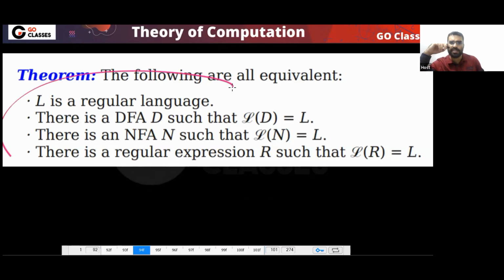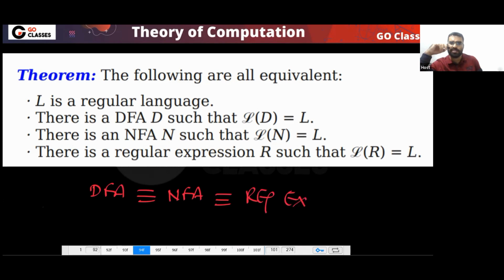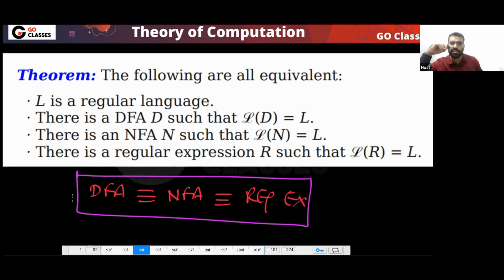Okay. So you know that these things are equivalent. Like I can say L is regular. I can also say that L is accepted by some DFA, L is accepted by some NFA, or some regular expression is there for L. So the power of DFA is the same as the power of NFA, is the same as the power of regular expression. Every language that you can accept using NFA, you can also accept using DFA. You can also create a regular expression for that. Any language which can be described using regular expression, you can create an NFA for that. You can also create a DFA for that. So all these things are equivalent.